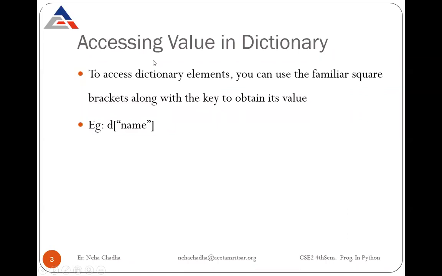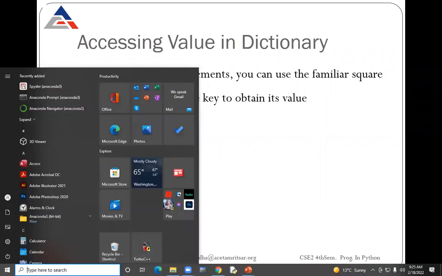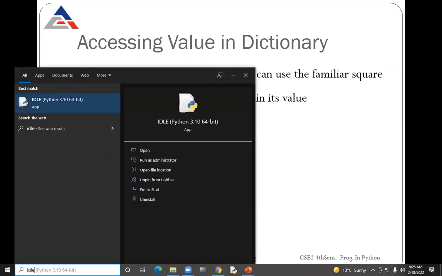How can you access a value in a dictionary? To access dictionary elements, you can use the familiar square brackets. That means inside the square brackets, you have to pass the key name, and its respective value will be obtained. Let's check what this means and what a dictionary is.